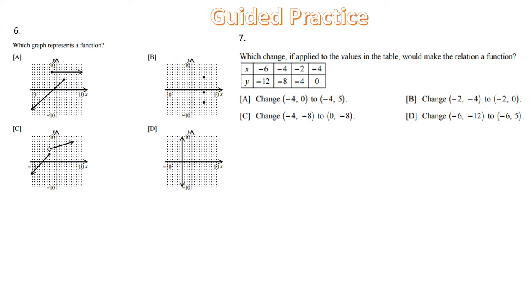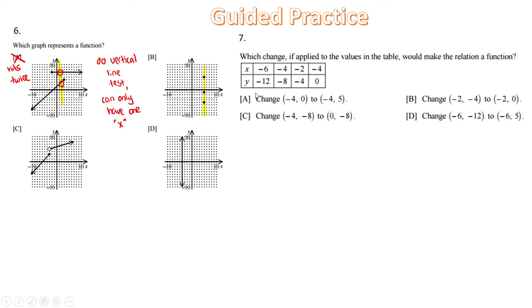Okay, so we're going to study each one of these graphs and see which one only hits once on a vertical line test. So looking at A, I'm going to draw a vertical line down, and then I'm going to count how many times this hits. So this hits twice. Since it hits twice and not once, A is not right.